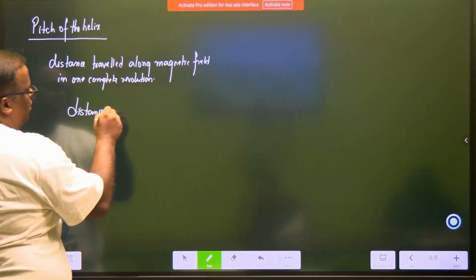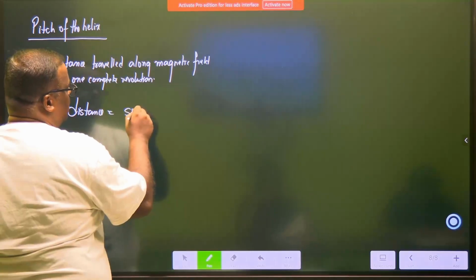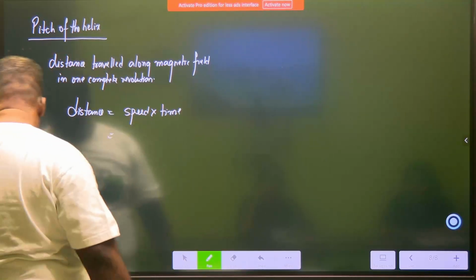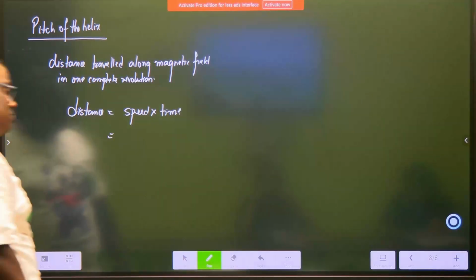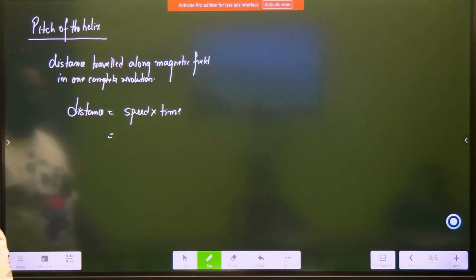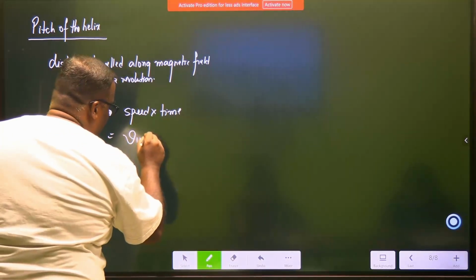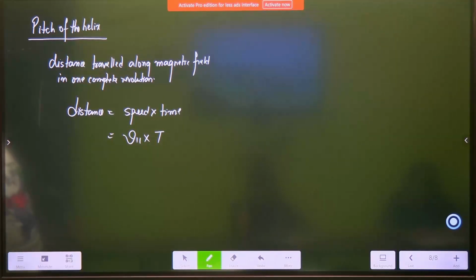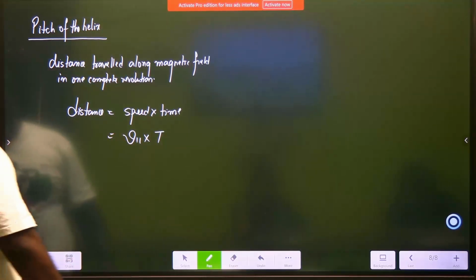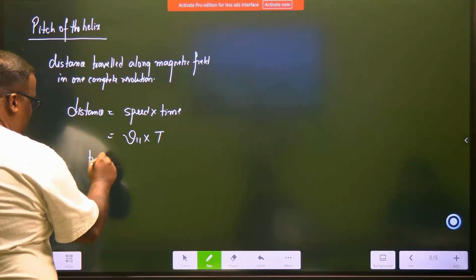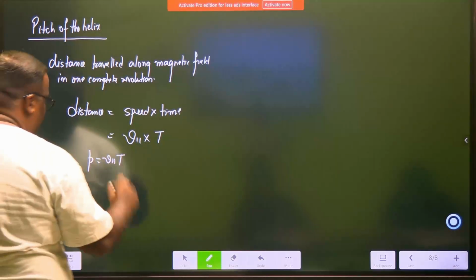Distance is always given by speed multiplied by time. So your speed. Now which speed will you take? The parallel one. Very good. We will take the parallel one. And we will multiply it with what? We will multiply it with the one turn, which means the time period. Okay? So pitch is given by V parallel multiplied by T.